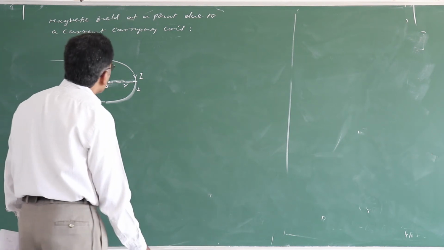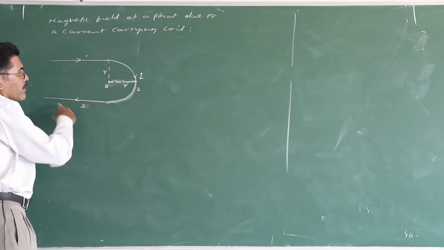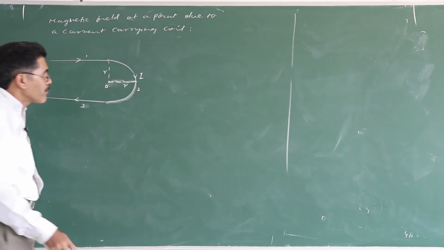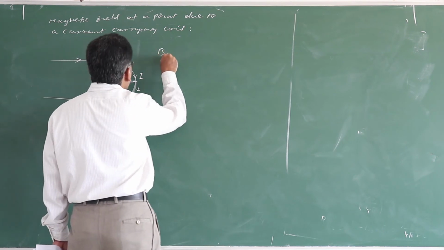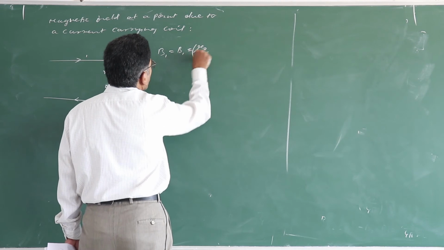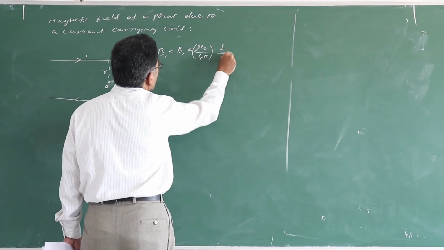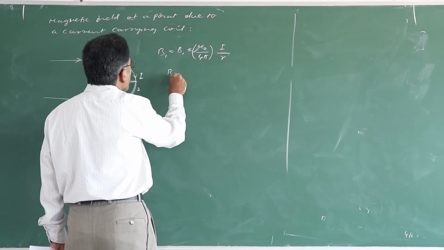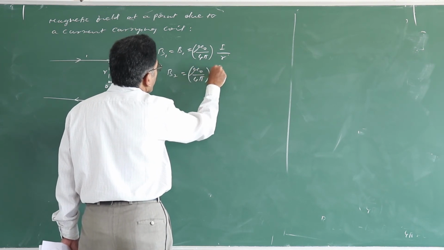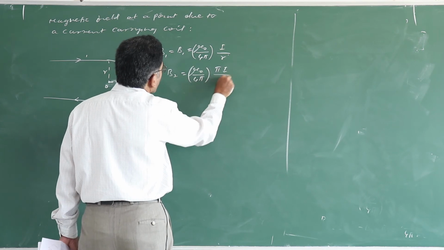Here current is in the anti-clockwise direction, all the current is in the anti-clockwise direction, therefore net magnetic field gets added up. See here, B1 is equal to B3 equals mu naught by 4 pi I by R. What is B2? B2 is equal to mu naught by 4 pi into I by R.